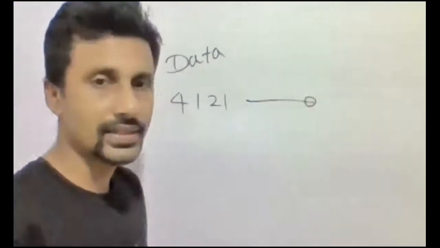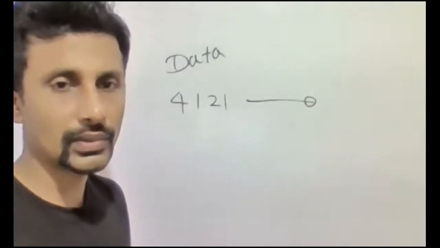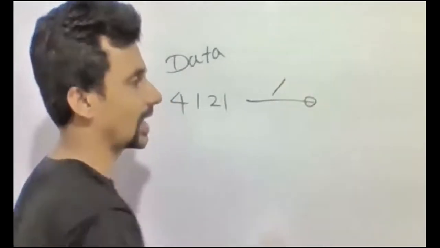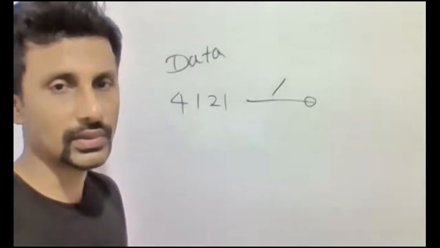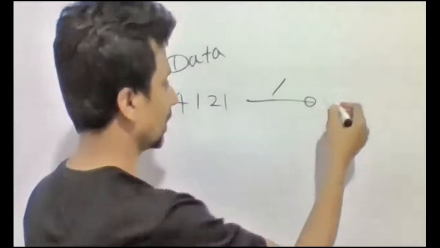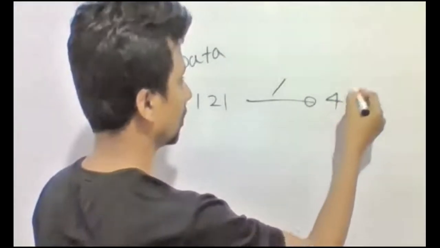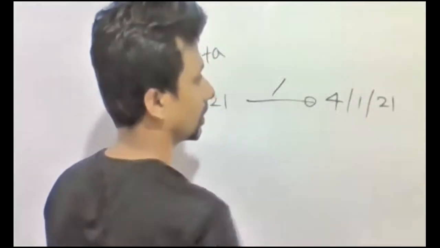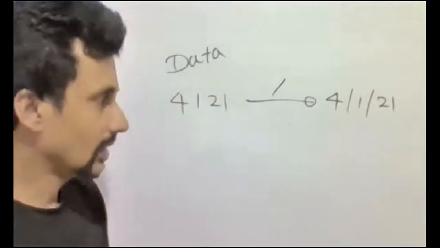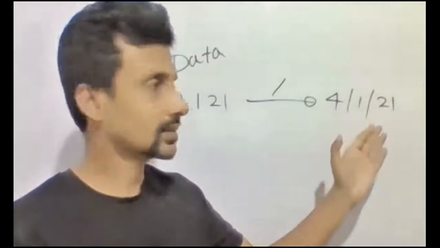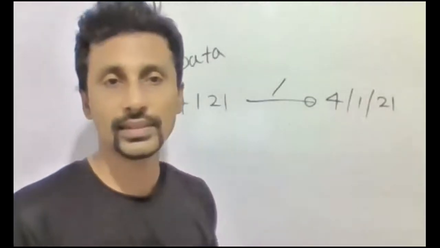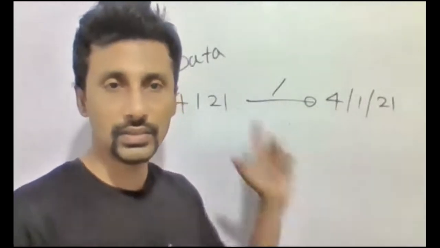My processing is, I am going to use a slash. So if I use a slash for this, you can tell that it is 21, this year, January 4th. It becomes a date when I use the slash.